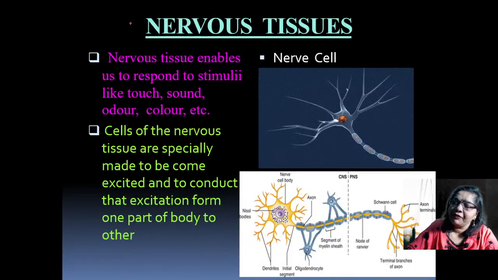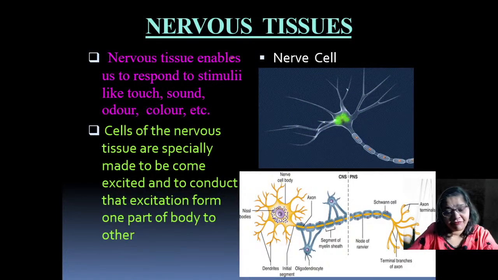The last type of complex tissue present in animals is the nervous tissue. The nervous tissue is made up of nerve cells, right? And another type of cell called neuroglia. These are the two different types of cells present in the nervous system. They form the nervous system of the animals.